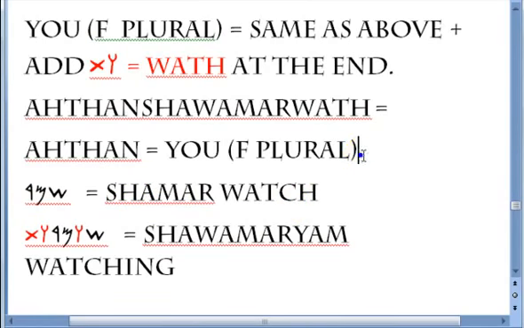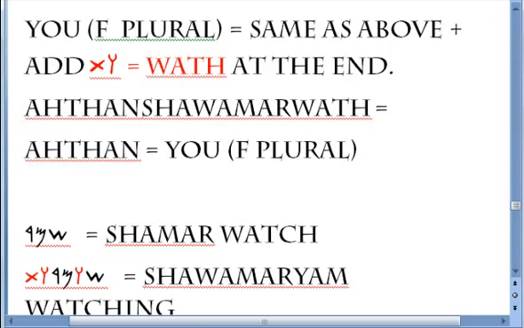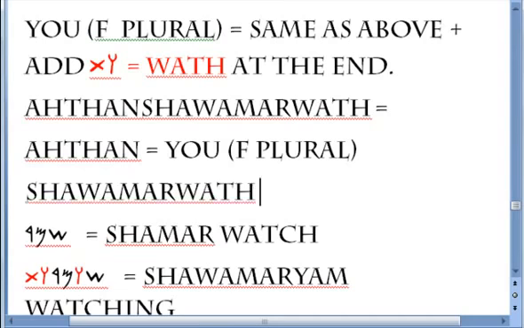And then, hold up, I skipped something here. All right, shawamarwath would be watching. This would be watching in the plural sense. All right, feminine. All right, so now let me go through that again. Atun shawamarwath, you watching, meaning you, feminine plural, watching.